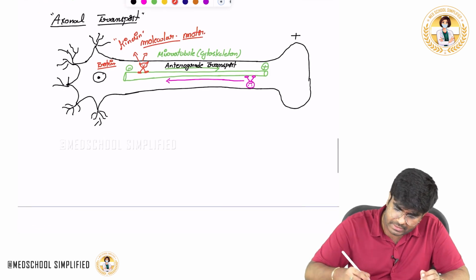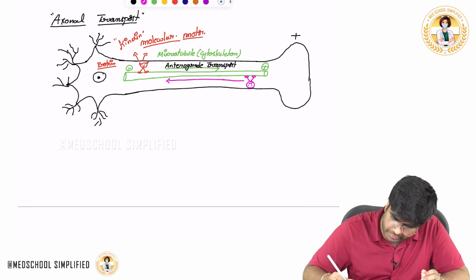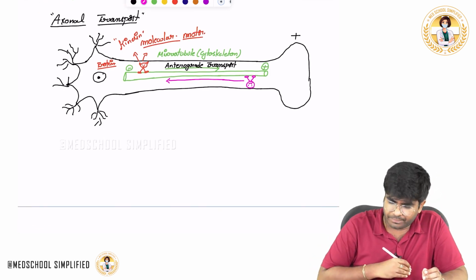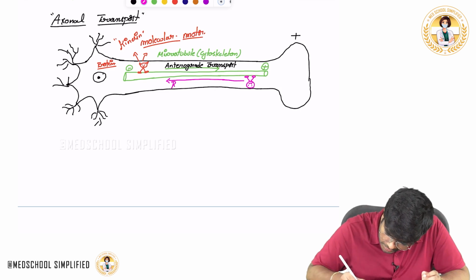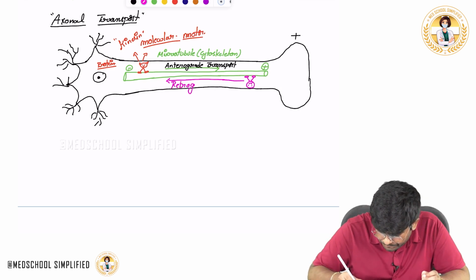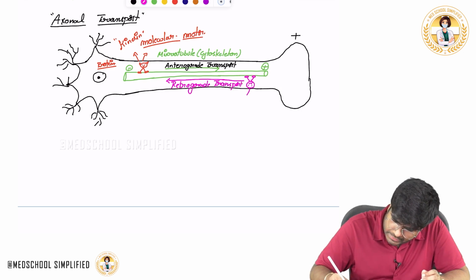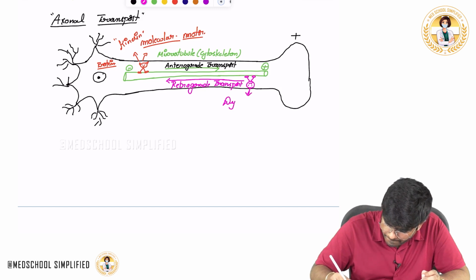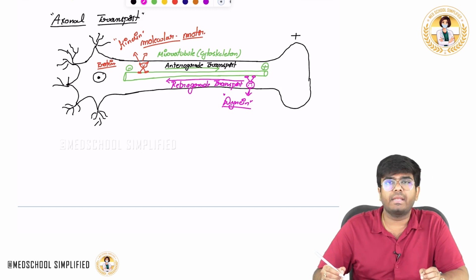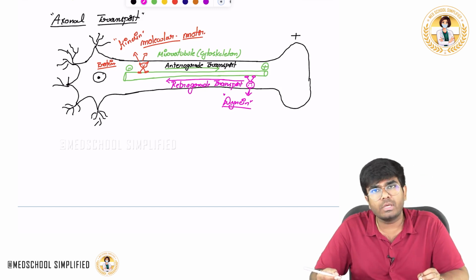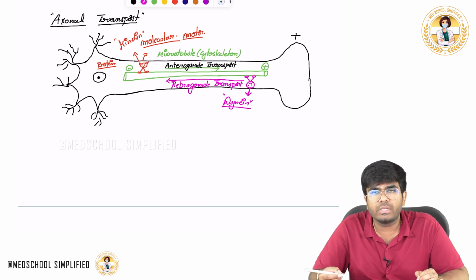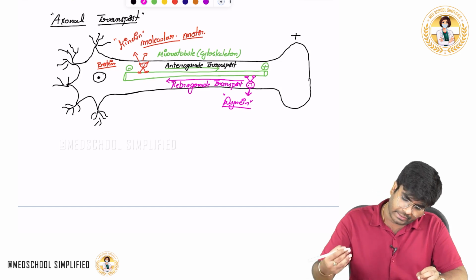And this pink guy who is moving in the opposite direction, helping in which kind of transport? Retrograde transport. This guy is called a dynein. So dynein and kinesin, these two are molecular motors.